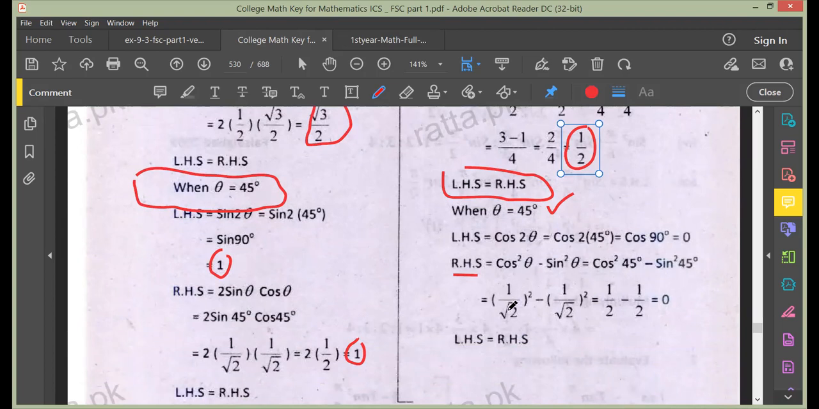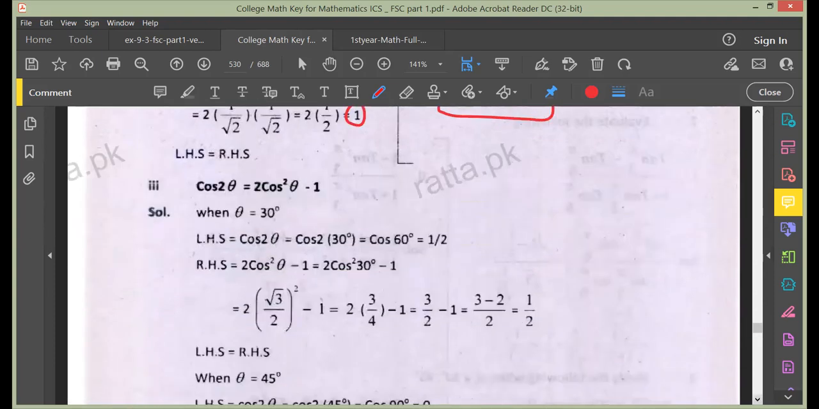So (1/√2)² − (1/√2)² will be equal to 0. So the left hand side has answer 0, and similarly the answer of the right hand side is equal to 0. So at angle 45 this expression has left hand side equal to right hand side. This was our question number 3.